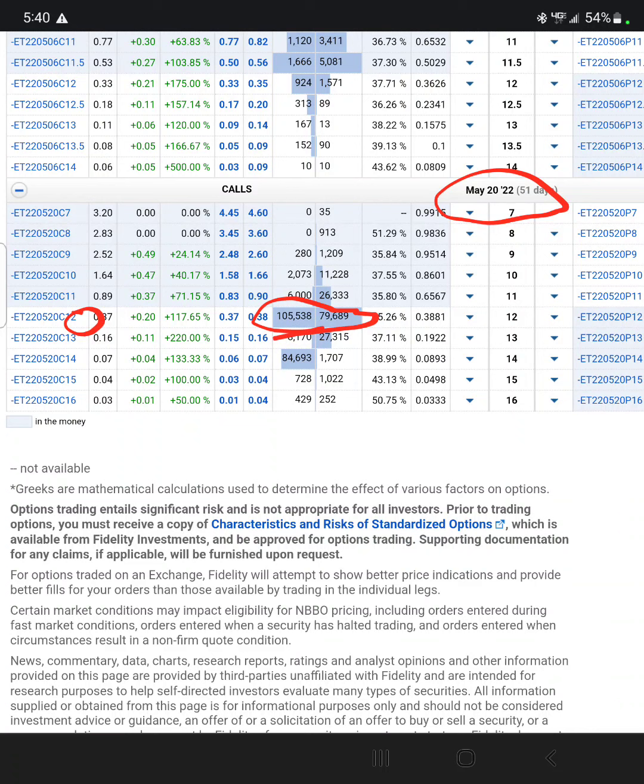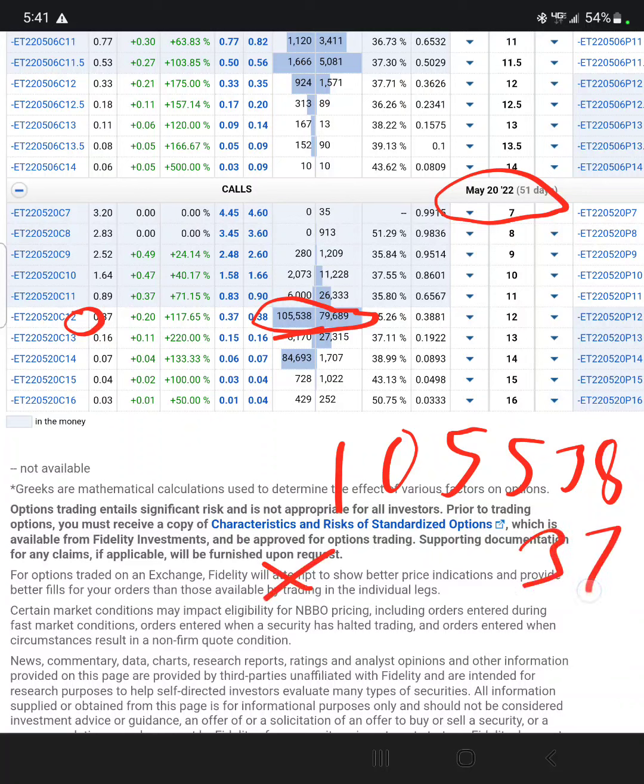Maybe. But I always find that interesting, because if you look at it, 105,538 multiplied by, we'll say an average 37, so 37.